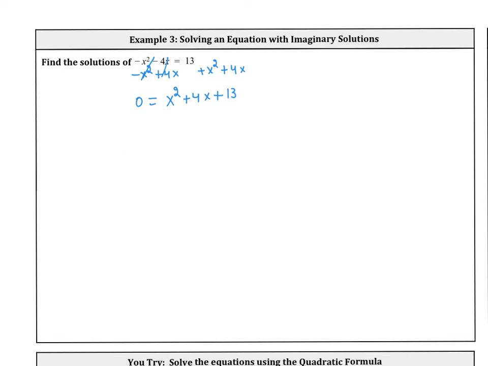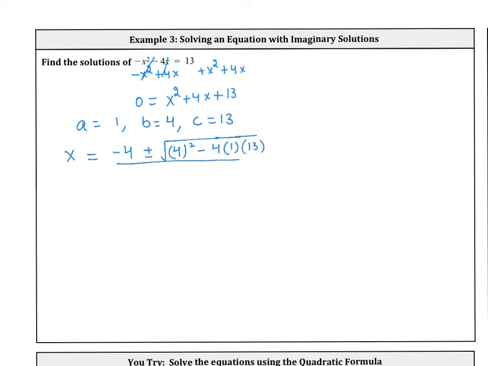Now we are going to identify A, B, and C. So A is 1, B is 4, and C is 13. You're going to apply the formula x equals minus b plus or minus the square root of b squared minus 4ac, so A is 1 and C is 13, divided by 2a, or 2 times 1.